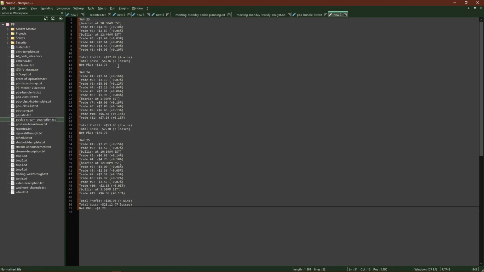So if we add up the numbers on these, on January 23rd, the first day, there were 6 total trades. We went bearish at 10:30 a.m. Eastern, bullish at 12:44 Eastern. We had a total of 4 wins, 2 losses. Total price range and profit of $17.09. Total loss price range is $4.36. Net profitable at $12.73 worth of price range.